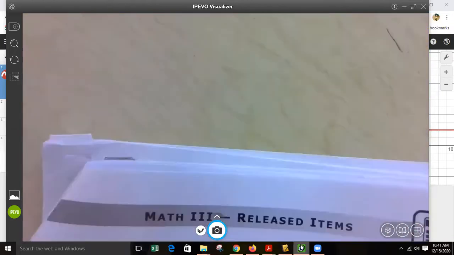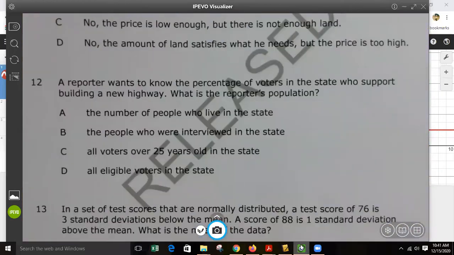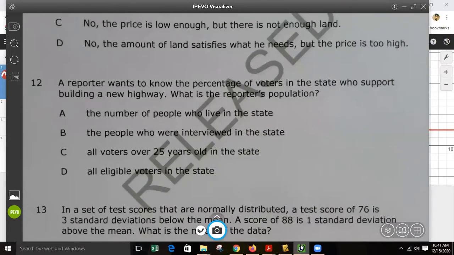Number 12 is really easy. All my stuff keeps getting in the way. A reporter wants to know what percentage of voters in the state support building a new highway. What is the reporter's population?